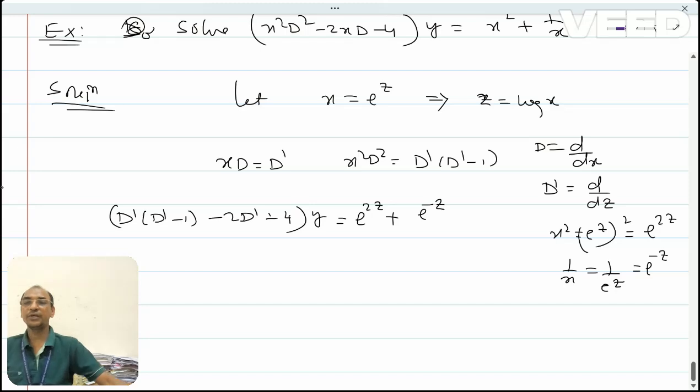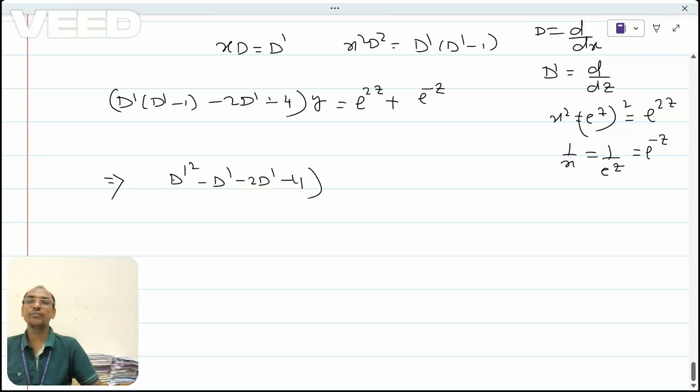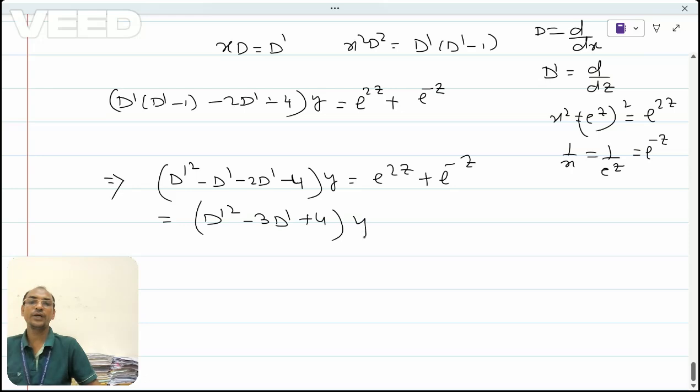So now you simplify this and try to write the simple form: (D'^2 - D' - 2D' - 4) of y is equal to e^(2z) + e^(-z). So this is equal to (D'^2 - 3D' - 4) of y equal to e^(2z) + e^(-z).